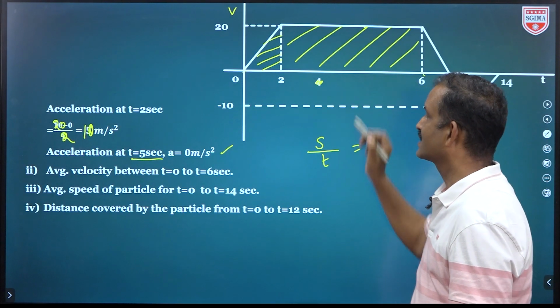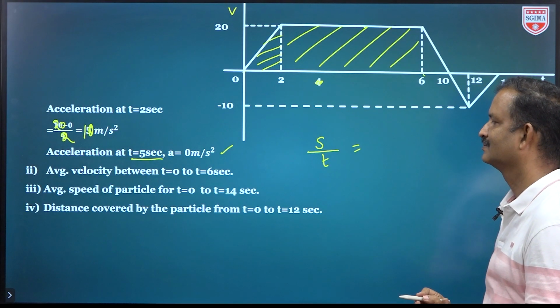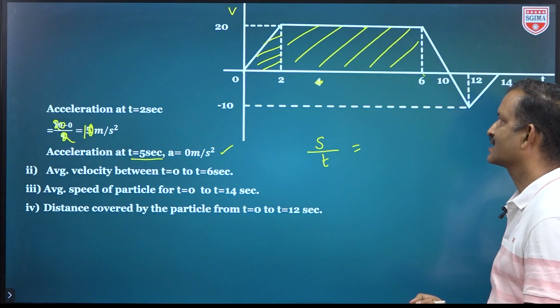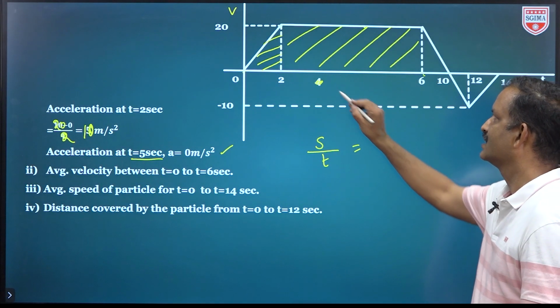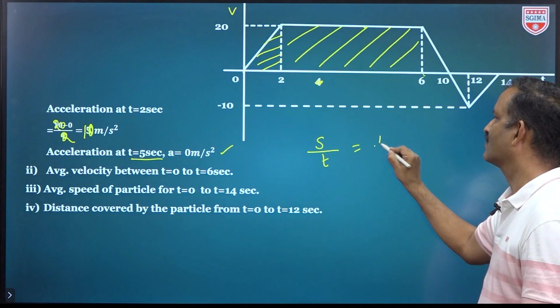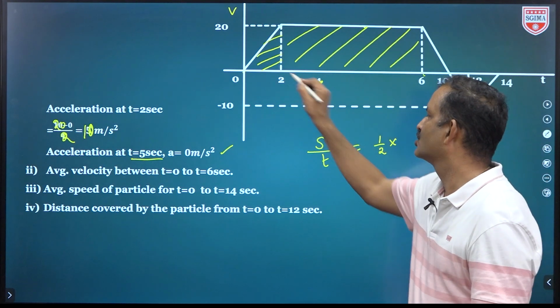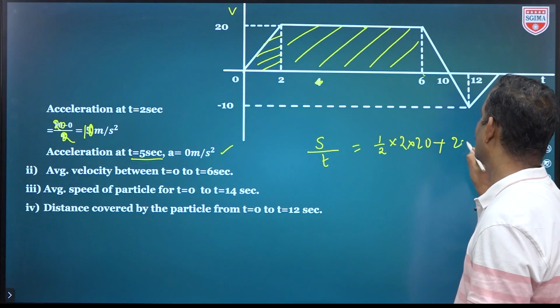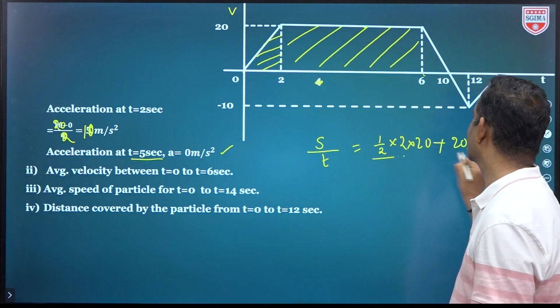Area under velocity time graph is displacement. We already told. So, displacement is what? Half into base is 2 into height 20 plus 20 into 6 by 6.